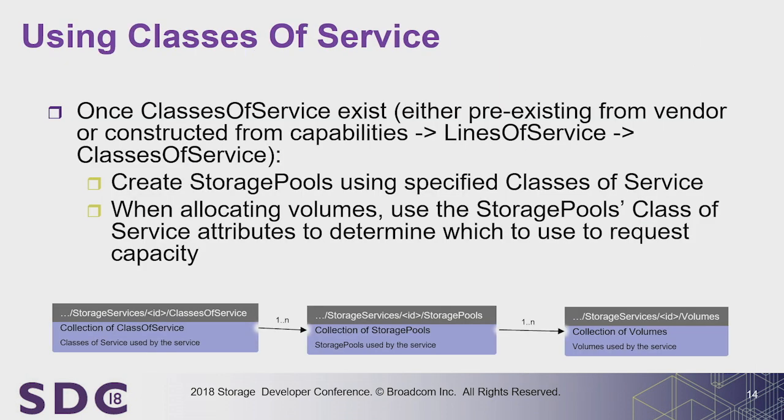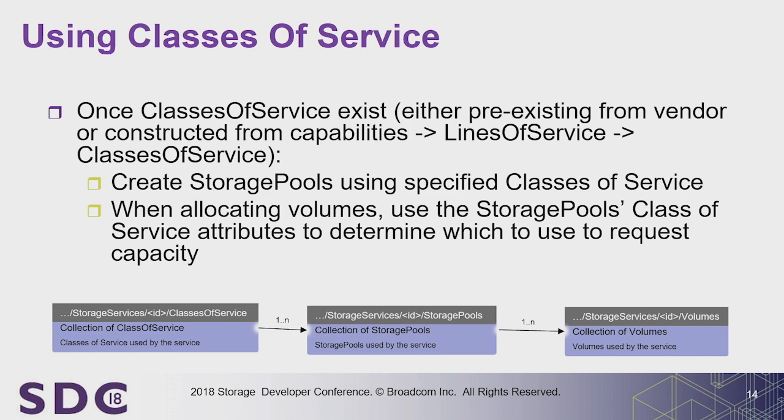So now, what that does is, once those classes of service exist, I use that when I go to create my storage pools, to get those attributes of those classes of service. So when I create my storage pool, I specify I want my storage pool only using this class of service or that class of service. And then I allocate my volumes out of each of those storage pools respectively. So does that make sense, that hierarchy?